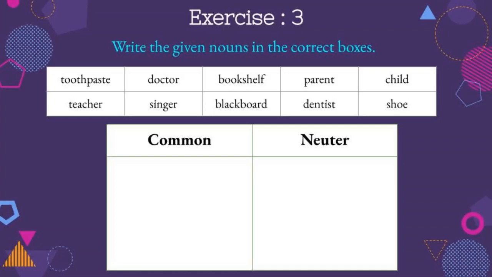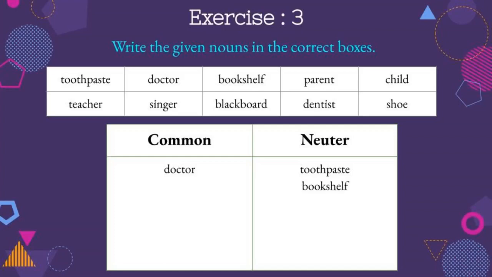Okay, let us see how to do. The first one is toothpaste. Okay, whether is toothpaste a living thing or non-living thing? Very well we know that it's an object, so it belongs to neuter gender box. So write the word toothpaste inside the neuter box. Okay, and the next word is doctor. Doctor is a human being, but what I said in examples, doctor is a common gender. Doctor can be both male or female. So we should write the noun doctor in the common box.